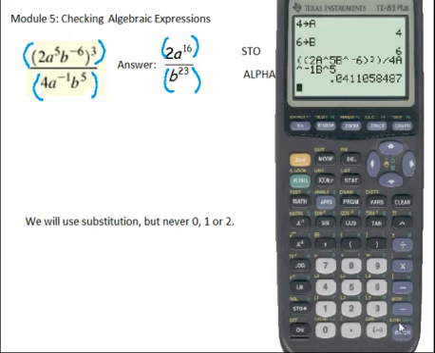And now I'm going to evaluate the answer, and I should get the same value because it's supposed to be another way to write the original expression. 2, open parentheses, 2 alpha a raised to the 16, close parentheses, divided by, and I'm not going to make a mistake here, over alpha b raised to the 23rd, close parentheses. Now, and hit enter.